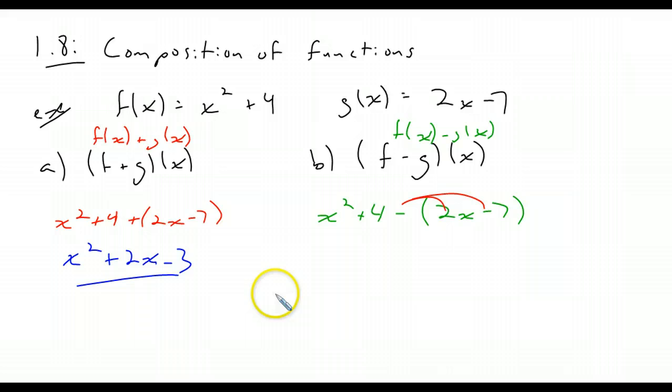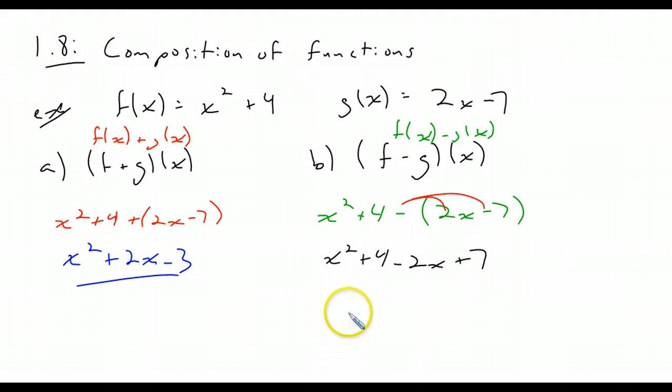So x squared plus 4 minus 2x minus to the 7 term, so that'll make plus 7. So now I just combine like terms again, so I'll have x squared minus 2x plus 11.